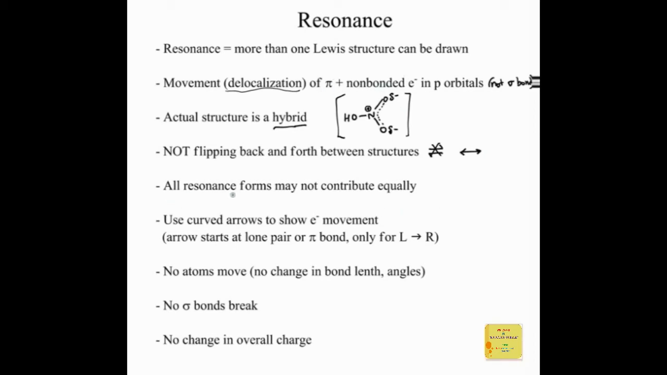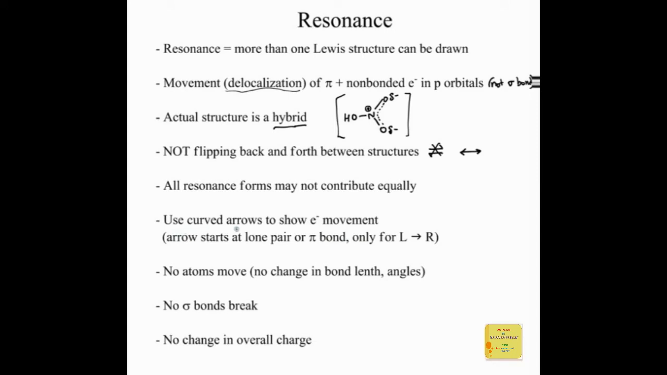Now, it turns out that all resonance forms may not contribute equally. So although we might have 2 or 3 or even 4 resonance forms or even more, not all of them are equally good resonance forms, equally stable resonance forms, and so they don't all contribute equally necessarily. And we'll take a look at that on the next slide.